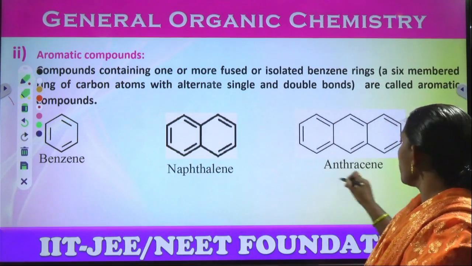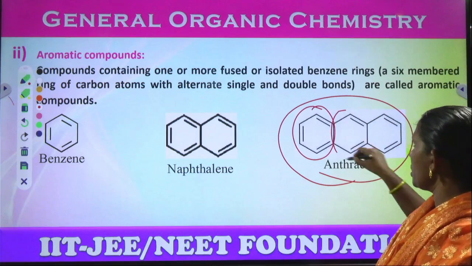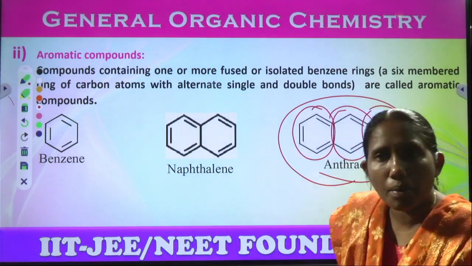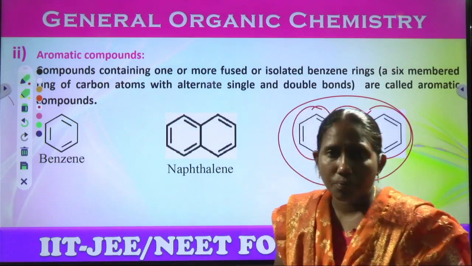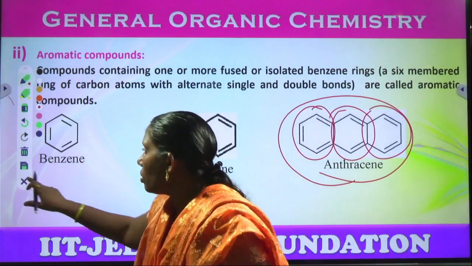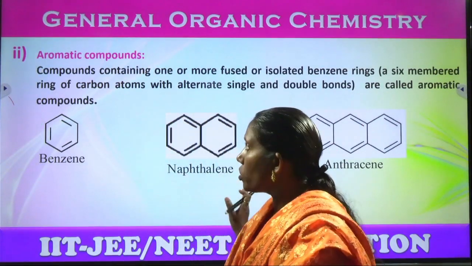Now come to the next one, anthracene. Anthracene is nothing but three benzene rings which have alternate double bonds. So this is also an example of aromatic hydrocarbons. Sorry, aromatic homocyclic hydrocarbon organic compounds, we can say.